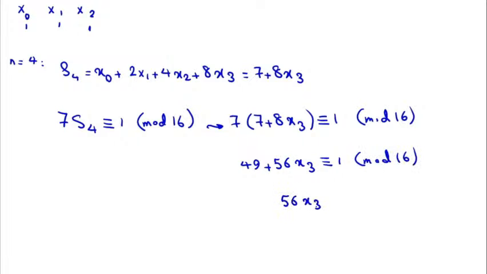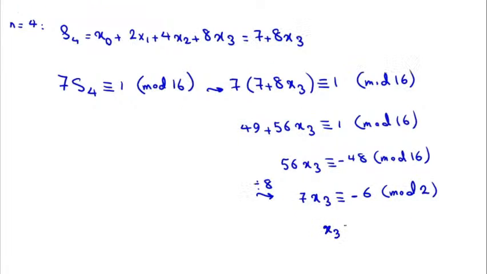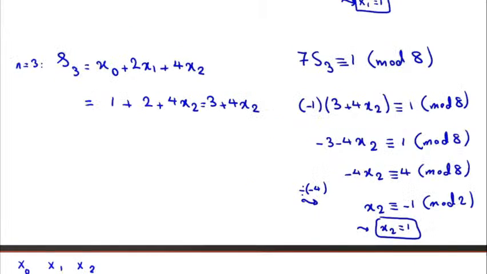Then if we take 49 to the right hand side, it will be negative 48 mod 16. Now, if we divide both sides by 8, 7x3 is congruent to negative 6 mod 2. Here you can easily see 7 mod 2 is 1 and negative 6 mod 2 is 0. So x3 is 0, and because x3 can be either 0 or 1, x3 has to be 0. So we found the first one that is 0. So let's write it.